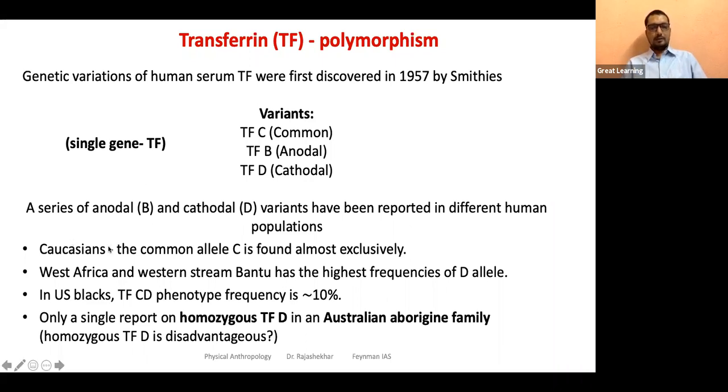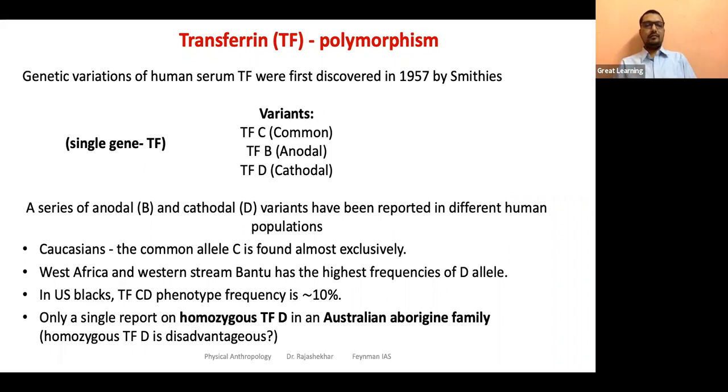So Caucasians are people of European origin, and in a general sense, if you go to the Americas, they use the word Caucasians, referring to whites in America in a very informal sense, or people of European origin. In them, allele C, or TFC, is commonly found. So what is more common in Caucasians is the TFC form, the transferrin C form.